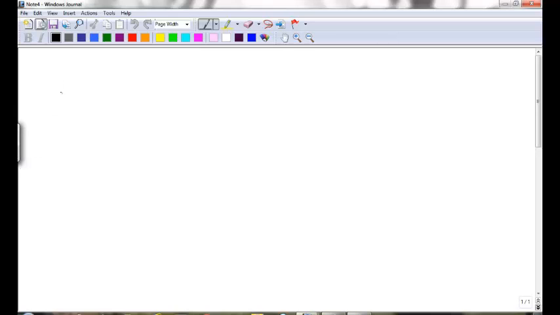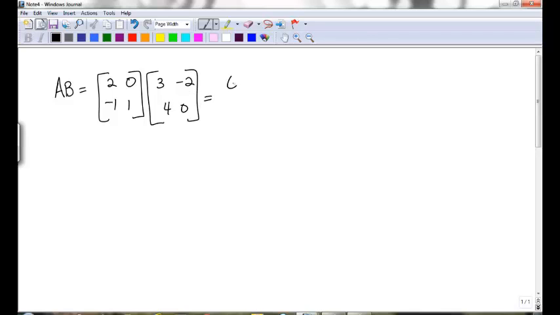Okay, so we figured our AB on that example. We had matrix A was 2, 0, negative 1, 1. This you should already have down. And then 3, negative 2, 4, 0. And we multiplied those together yesterday, and we got 6, negative 4, 1, 2. Okay, today I'm going to do B times A.